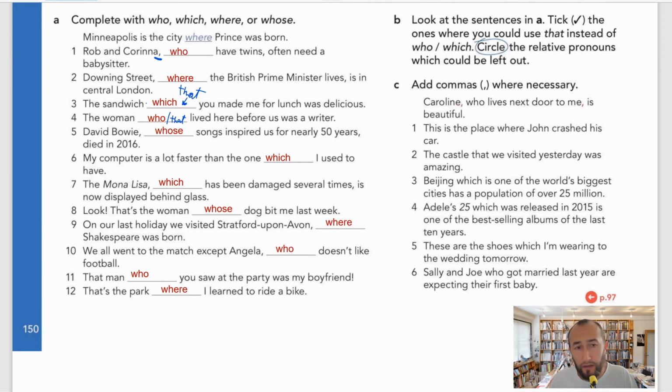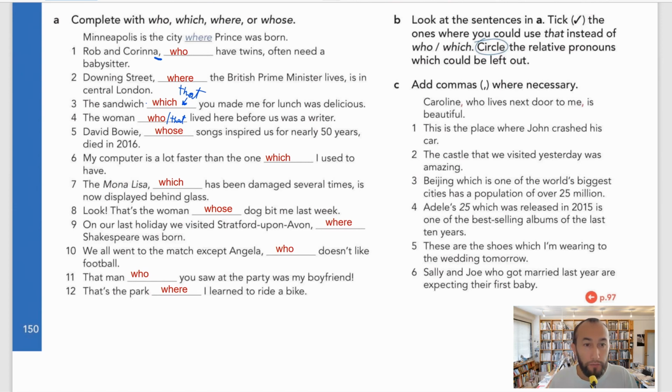That's good. You might be asking, well, which one is better, teacher? Number 4, obviously, who is better. When we talk about people, who is better than that. We use that in speaking situations, like when you speak, you can use that. It's actually better in casual speaking. But when it comes to academic writing, it's better to stick to who when you talk about people. 5, David Bowie, whose songs? Obviously, we can't use that in place of whose. So where, when, whose, you can't replace them with that, guys. You can only replace who and which, and the condition is there must not be a comma before which and who, right?